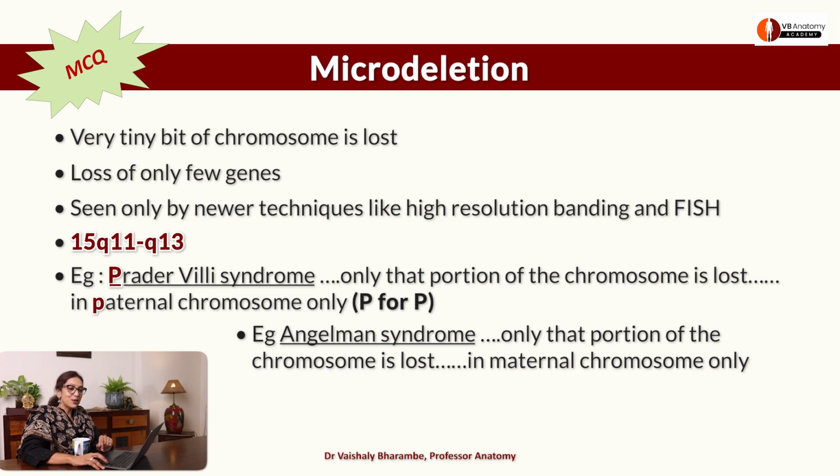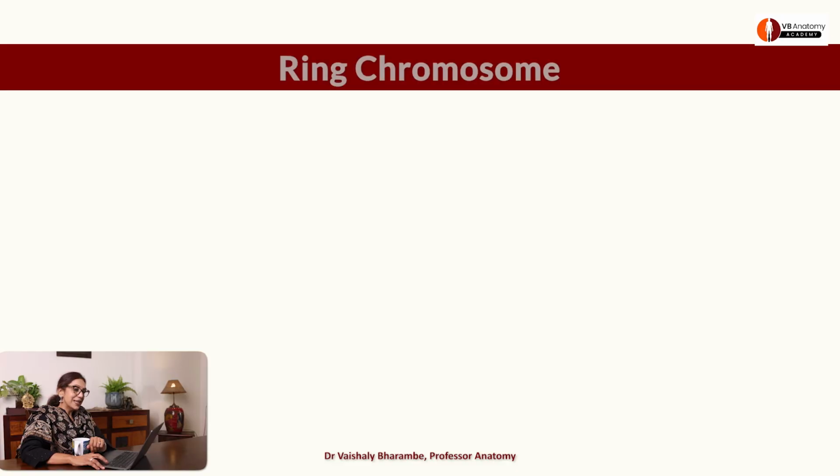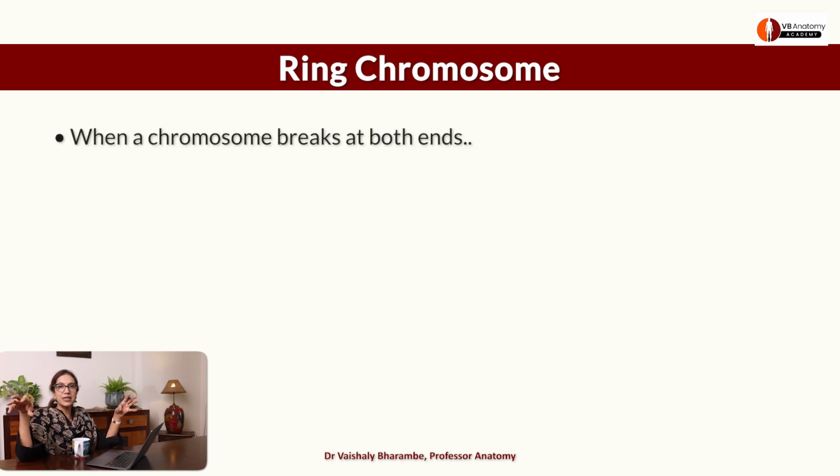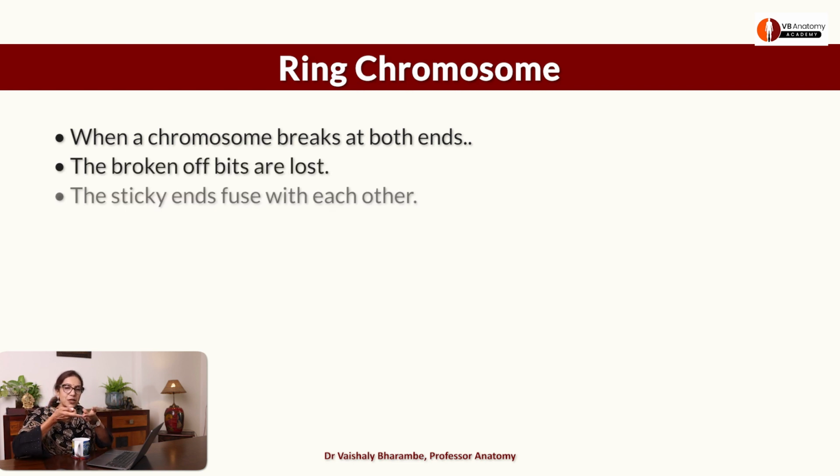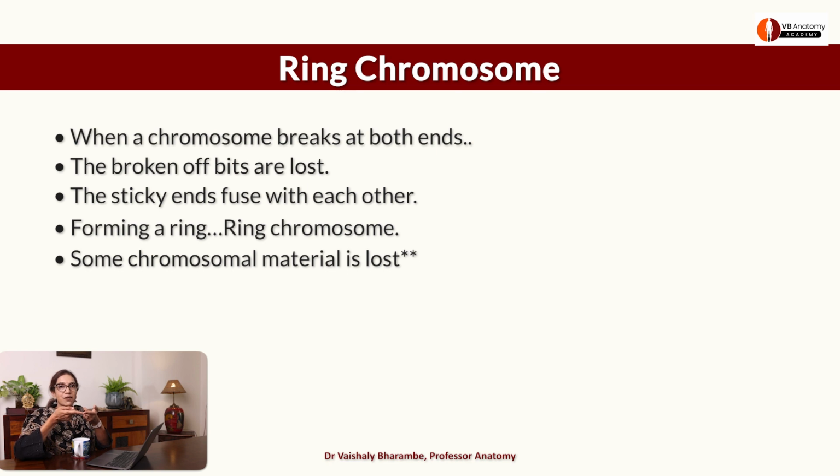MCQ. That's what it's going to be asked in, so you remember this. Fine. So we're done with deletion. Let's go to the next type of chromosome abnormality, ring chromosome. Common sense, students? Yes, the chromosome is going to look like a ring. Okay, fine. So let's discuss how it happens. See, there is a chromosome. It has bits broken off at both the ends. The remaining chromosome has sticky ends. The chromosome just bends and attaches to itself.